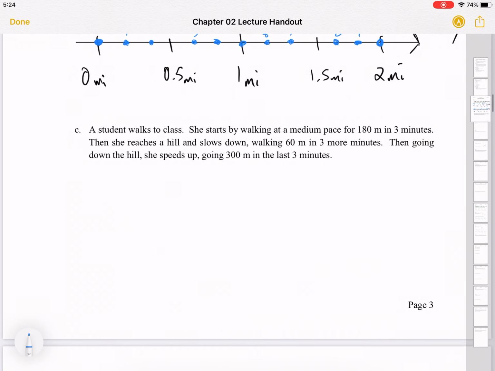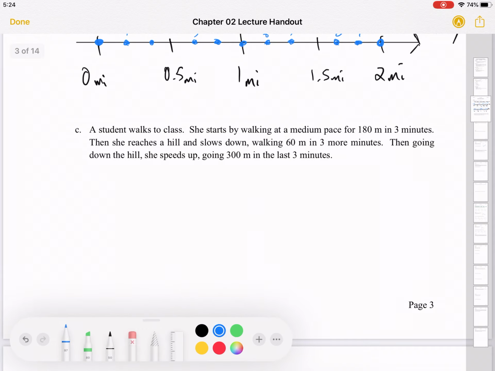Let's do one more. A student walks to class. She starts by walking at a medium pace for 180 meters in 3 minutes. Then she reaches a hill and slows down, walking 60 meters in 3 minutes. Then going downhill, she speeds up, going 300 meters in 3 minutes. So we've got these 3 distinct sections. So let's make our axes again.